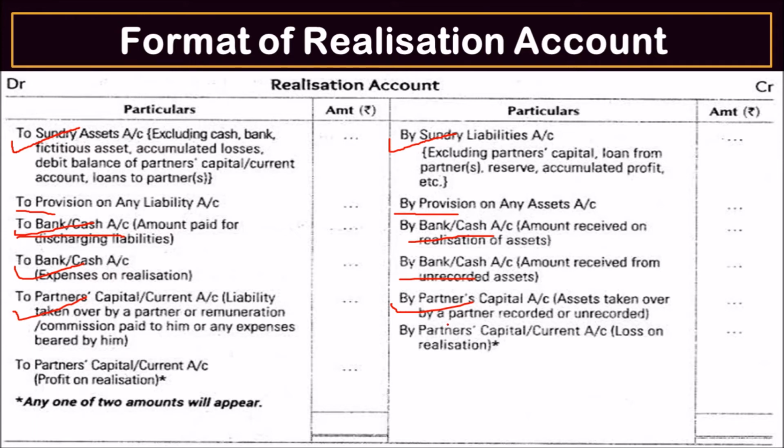Fine. After that, we make the total of the two sides. If the total of the credit side is more, then we get profit, and the profit is transferred to all partners' capital accounts in profit sharing ratio. Similarly, if the debit side total is more than the credit side, then we get loss, and this is also transferred to partners' capital accounts. Okay, any of these two will appear. I hope you must have understood. Now let's move further.